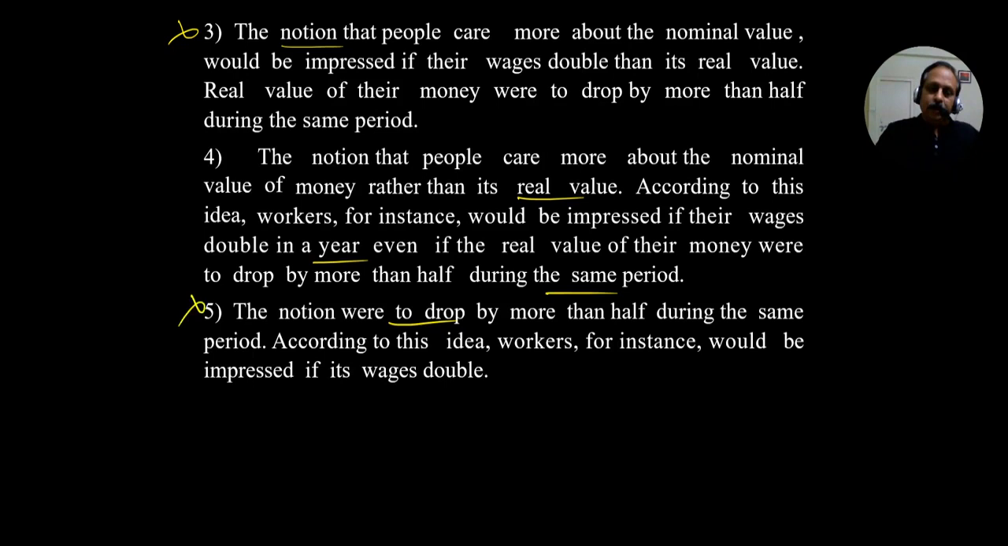What is the answer based on that? Fourth option. It talks about a notion. What is that notion? The notion is that, one word is missing here. The notion is that people care more about the nominal value of money rather than its real value. To substantiate, according to this idea, workers, for instance, would be impressed if their wages double in a year, even if the real value of their money were to drop by more than half during the same period. Crystal clear. Answer is the fourth option.